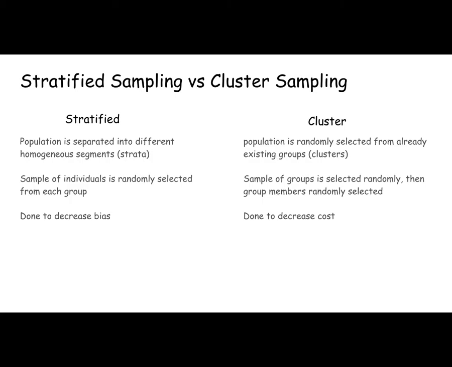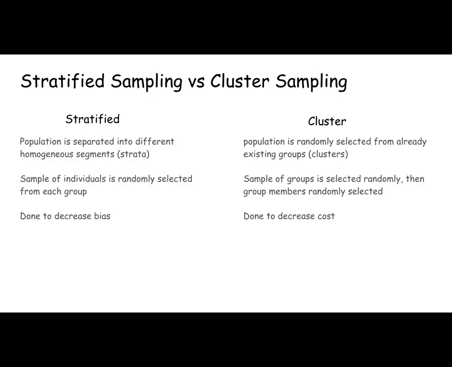So with stratified sampling, we're doing this because we want to decrease bias. We want to make sure we have representation from all of the different groups of people in our population. In a cluster sample, we're really doing this to decrease cost. So we're picking some already existing groups, typically based on location, and we're going to select some of those groups randomly, and then we're going to select some of the group members randomly from that to get our sample.